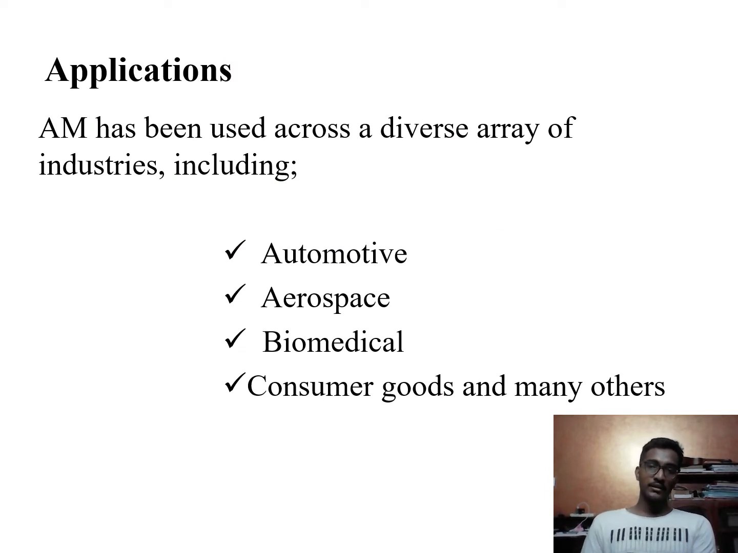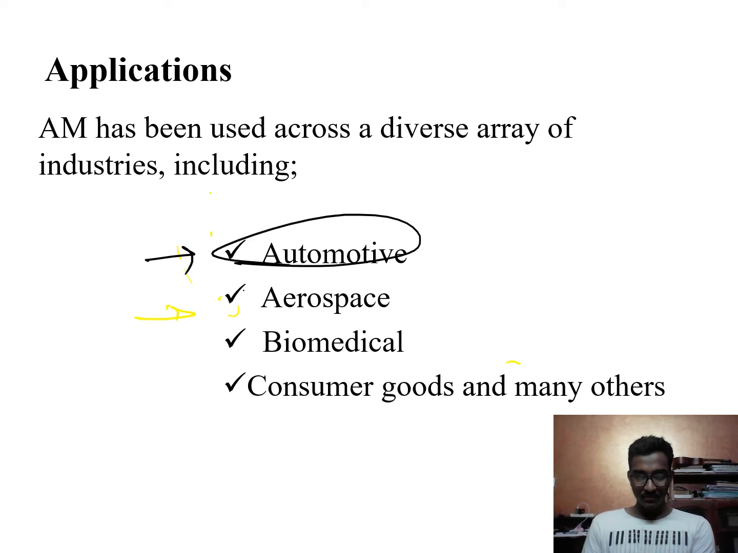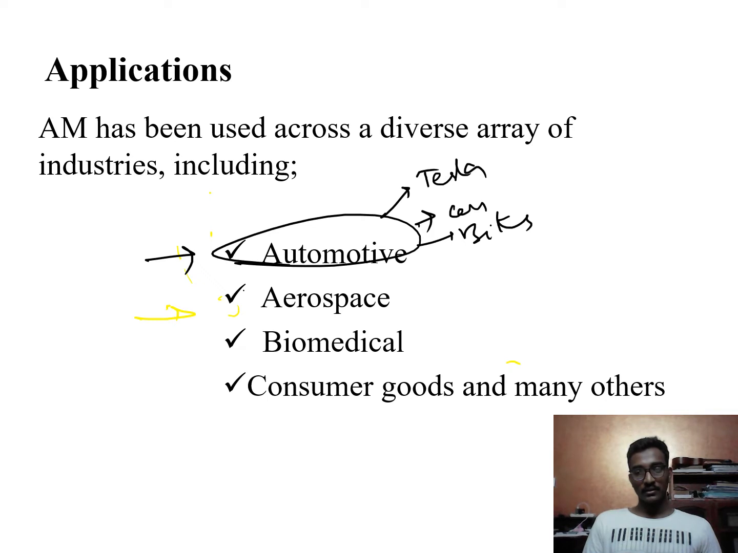As you can see here, the first application: additive manufacturing is used across a wide variety of industries. The major applications are all about how it works. In automobiles, mainly Tesla is using it for everything except the engines, for automobiles and also cars, bikes, even cycles.